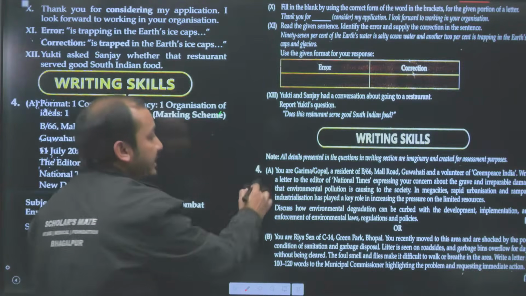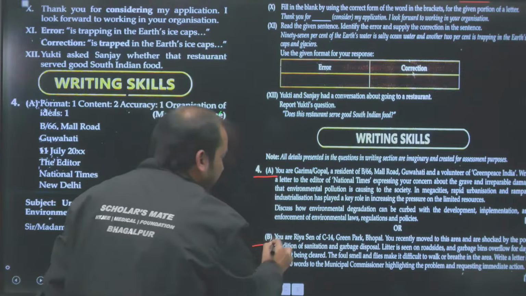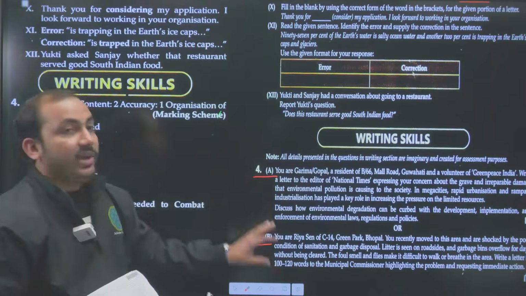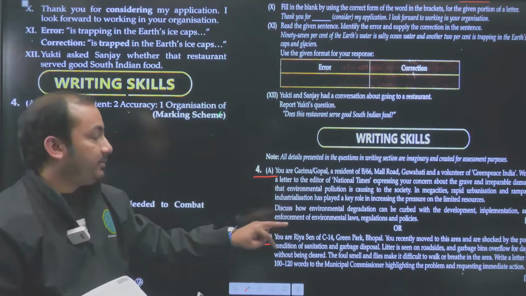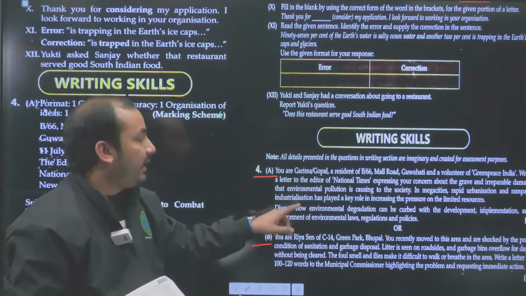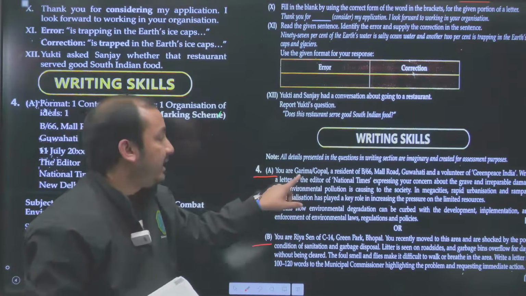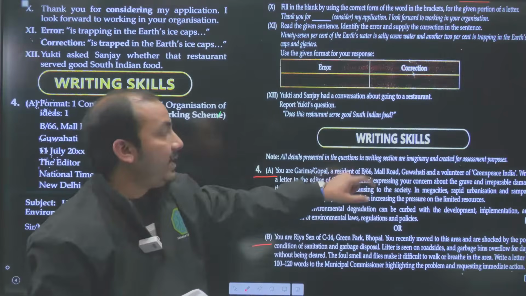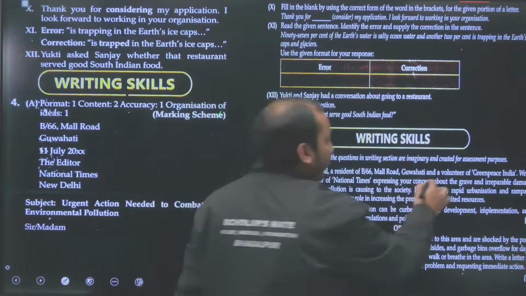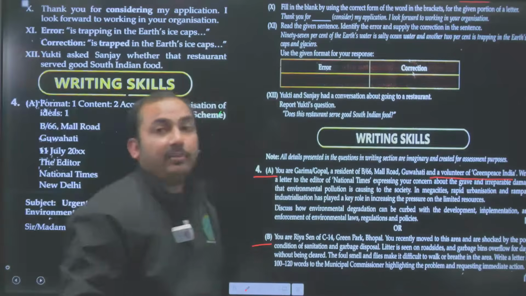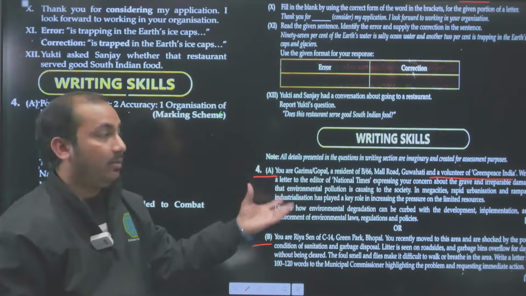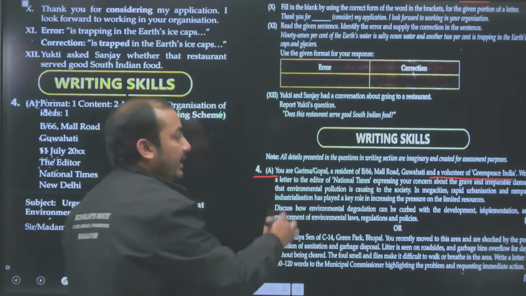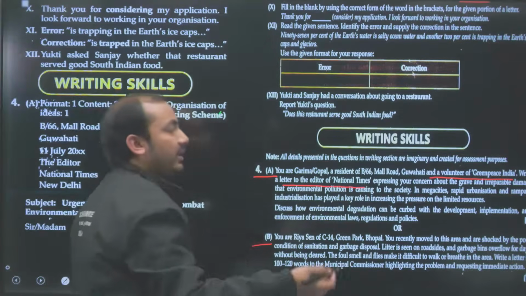So here, as we can see, we have two questions from question number 4, A and B, from which we have to answer any one of them. The first question states that you are Garima Gopal, a resident of B66 Mall Road, Guwahati, and a volunteer of Greenpeace India. Greenpeace India, perhaps it is some kind of NGO. Write a letter to the editor of National Times.